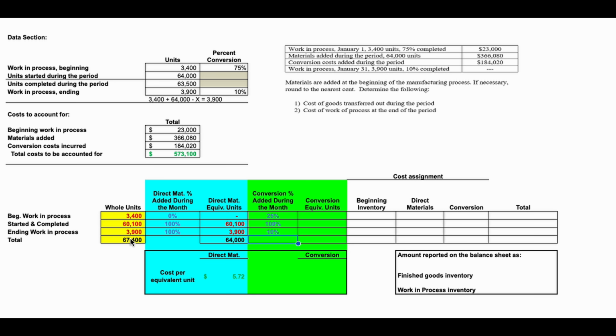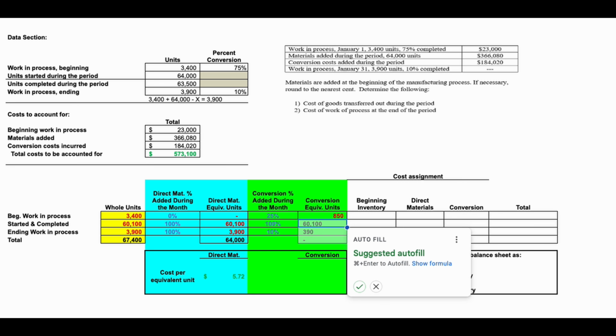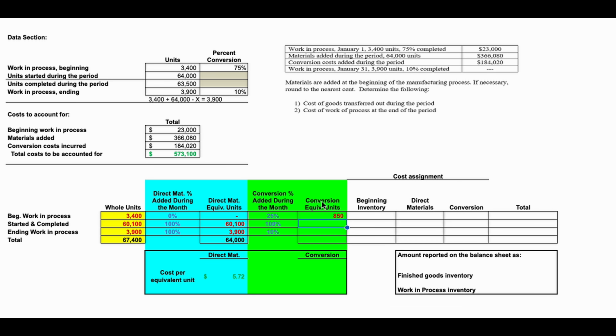Now I'm going to use those yellow whole units again to calculate my conversion equivalent units. It's a very similar process to our direct material equivalent units, where we are going to start with our whole unit, and then we will multiply it by our conversion added during the month. In our case, it's 25% for our beginning work in process. That gives me 850 units for conversion.